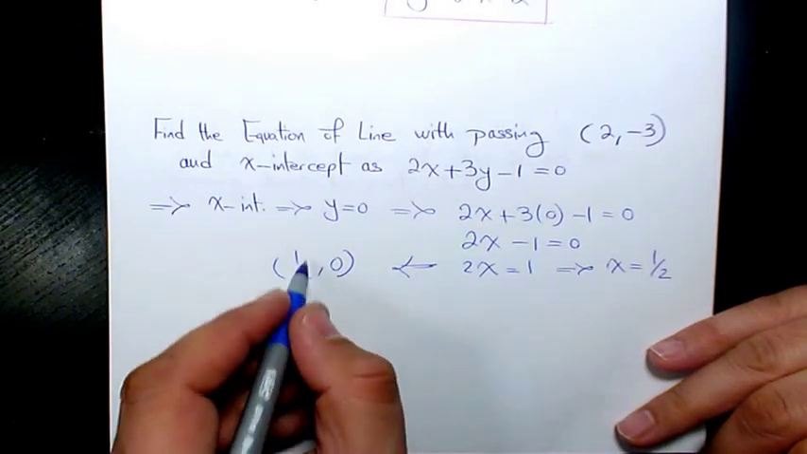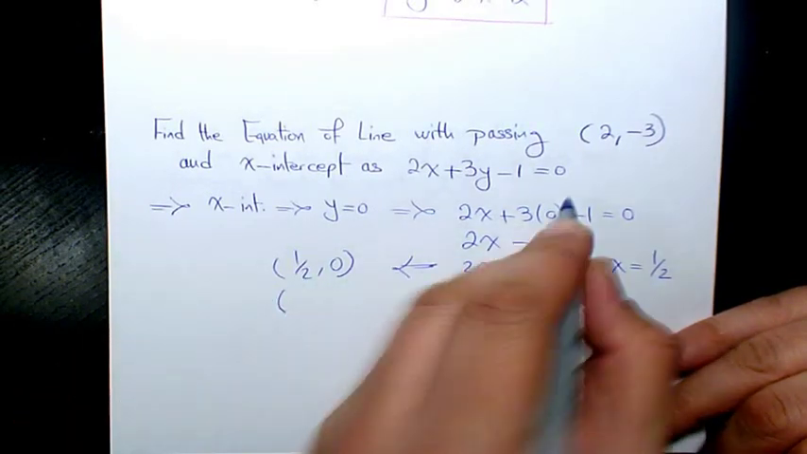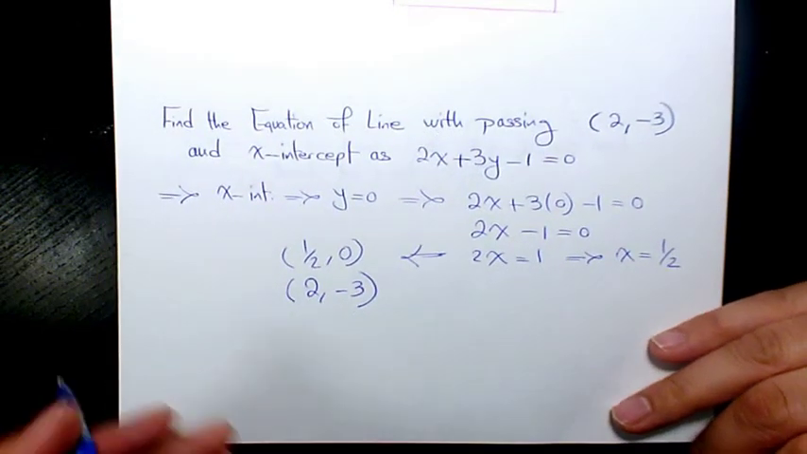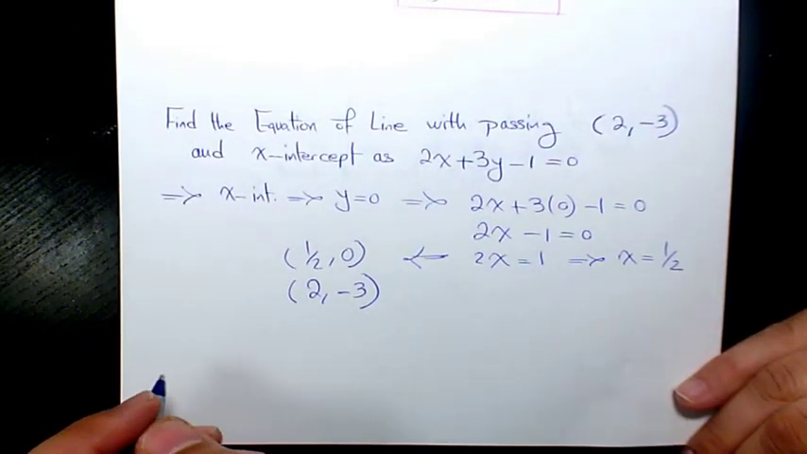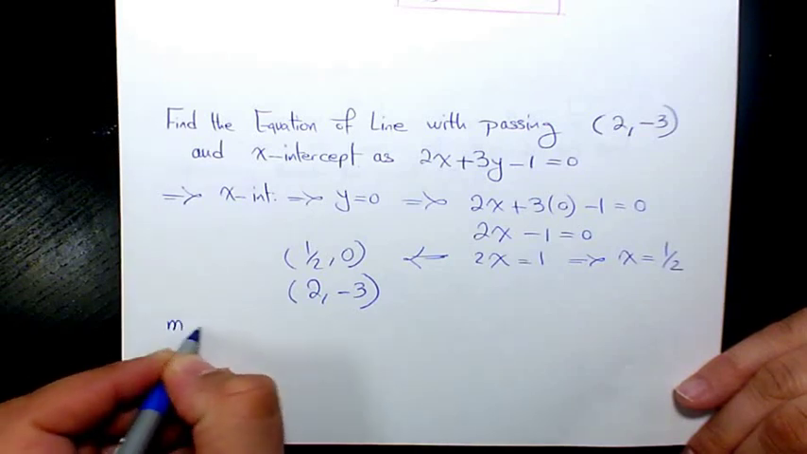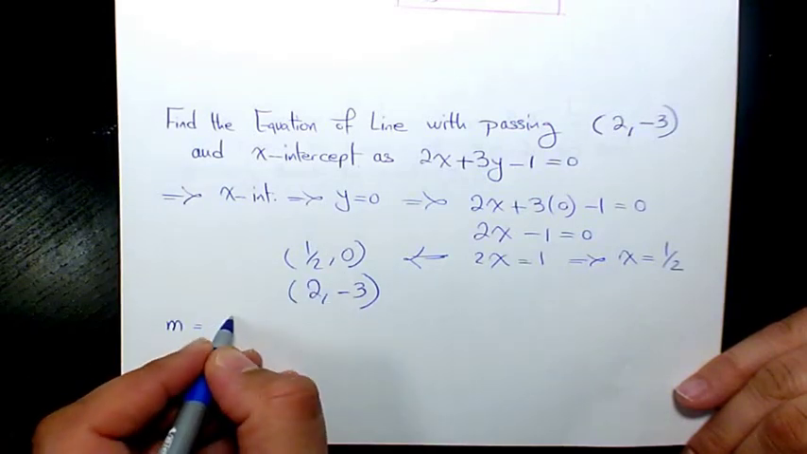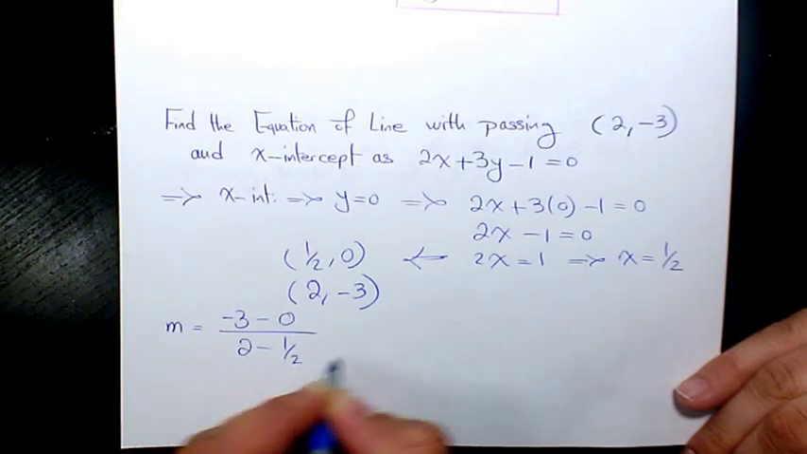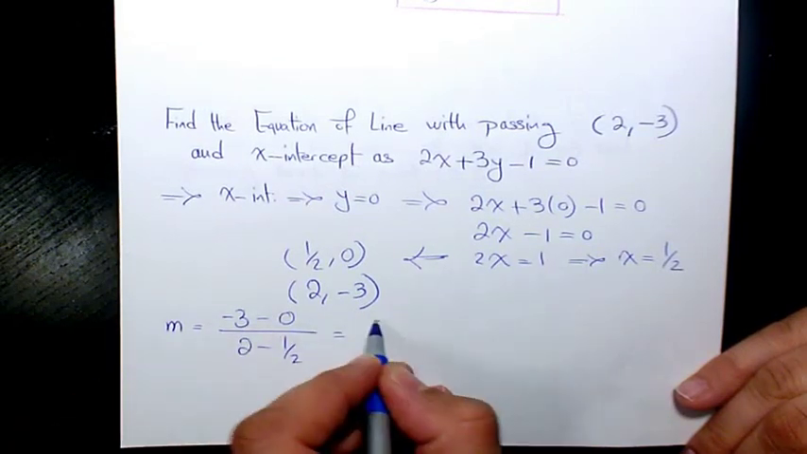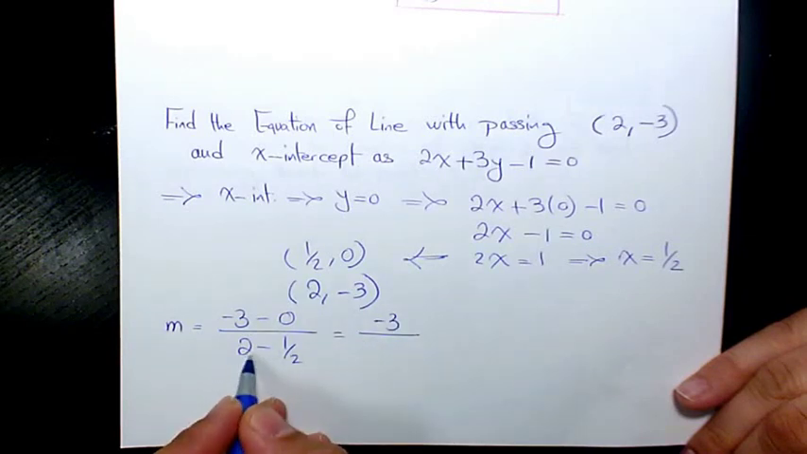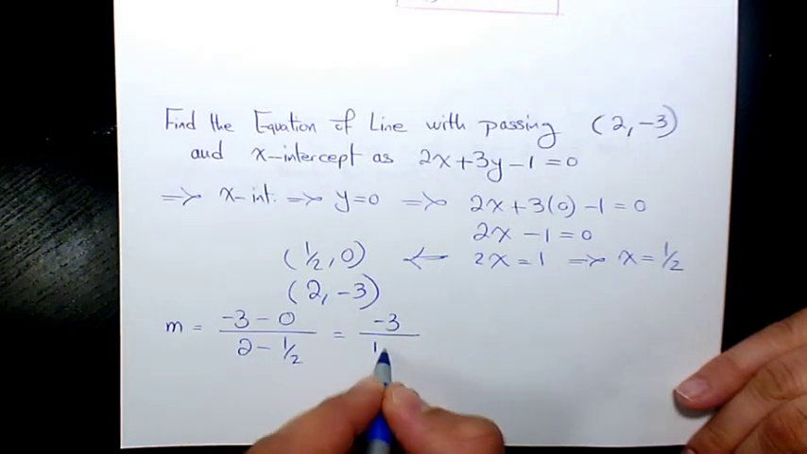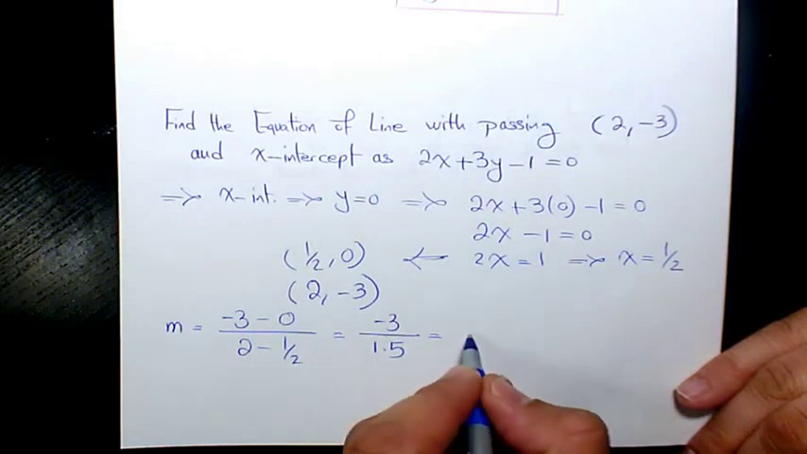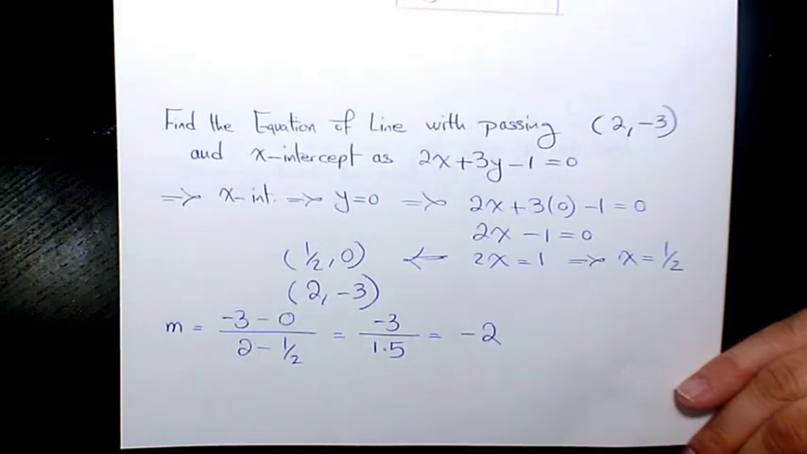Now we have 2 points. One of them is half and 0. The other one is 2 and negative 3. We need to find out the slope first. It's going to be negative 3 minus 0 divided by 2 minus 1 over 2. That's going to be negative 3, and here we have 2 minus half, which is going to be 1.5. So the slope is going to be negative 3 divided by 1.5, which is going to be negative 2.